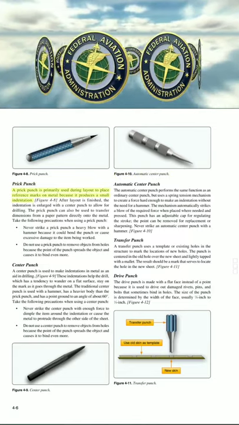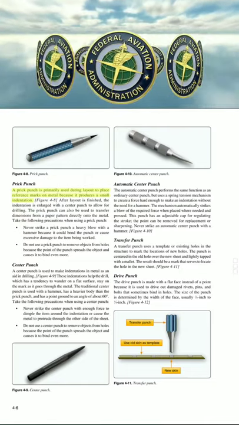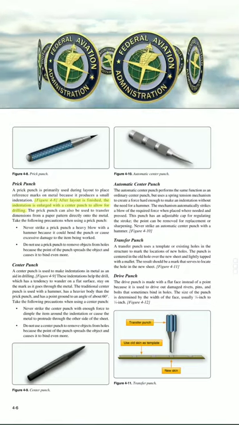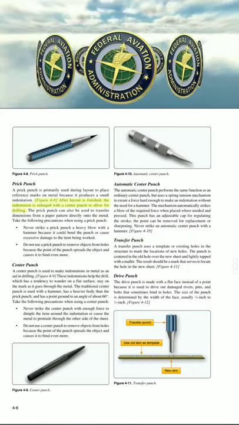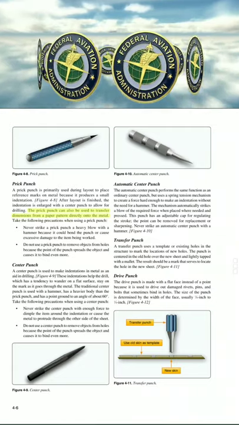Brick punch. A brick punch is primarily used during layout to place reference marks on metal because it produces a small indentation. Figure 4-8. After layout is finished, the indentation is enlarged with a center punch to allow for drilling. The brick punch can also be used to transfer dimensions from a paper pattern directly onto the metal.